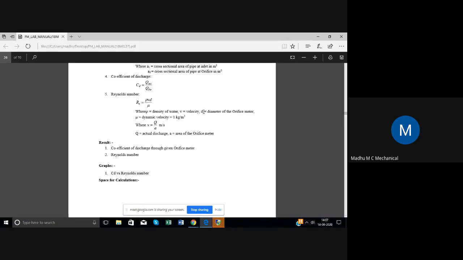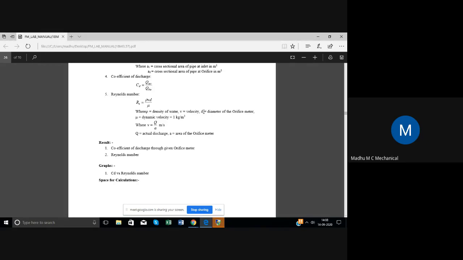How to get velocity? If you see the continuity equation, Q is equal to A into V. Therefore, velocity is equal to discharge by area, V is equal to Q by A. Here it is the actual discharge divided by the area of the orifice meter, which is pi by 4 d square, with d the diameter of the orifice. When you do that, you can find the Reynolds number.